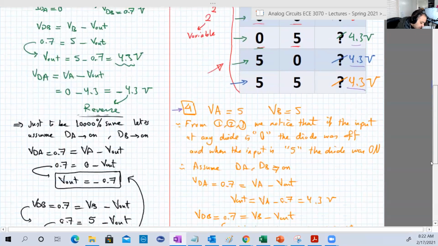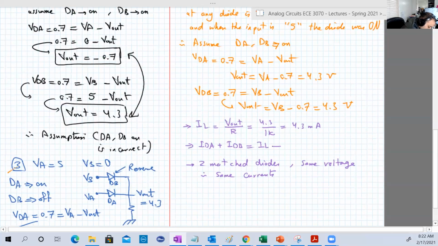So in that case, IL is equal to the sum of IDA and IDB, because they are both the same. IDA equals IDB equals IL over 2, so 2.15 milliamperes.